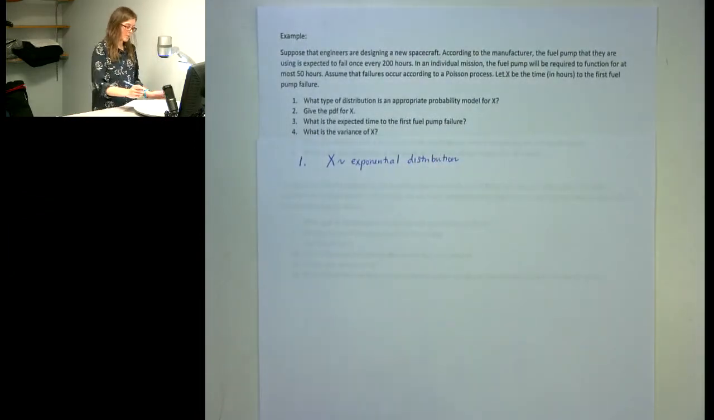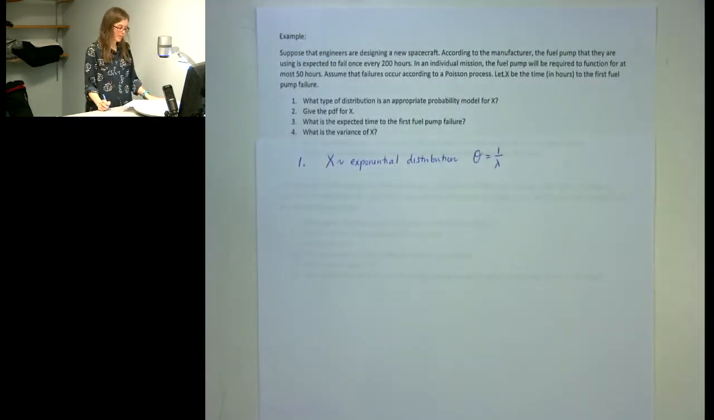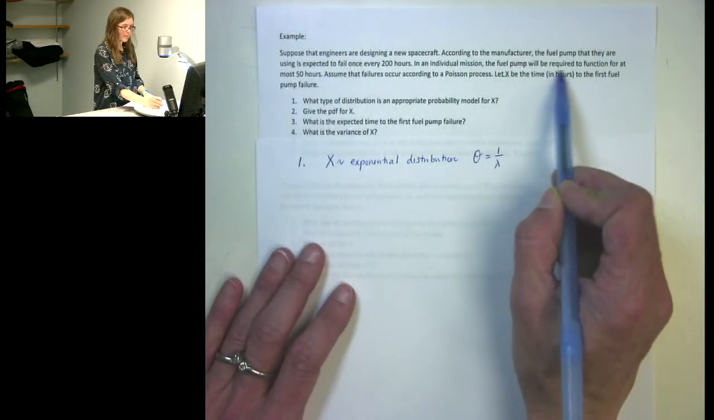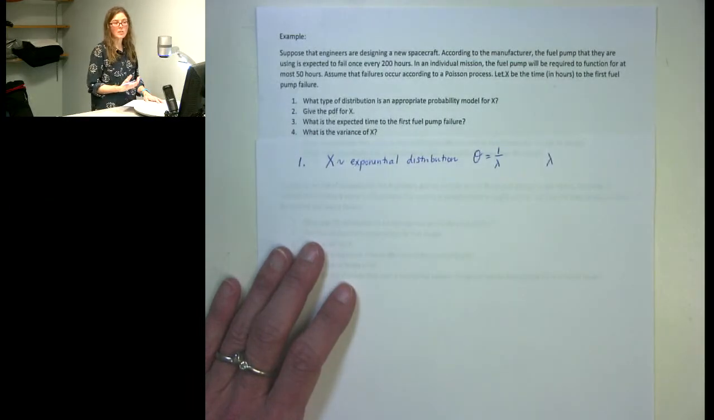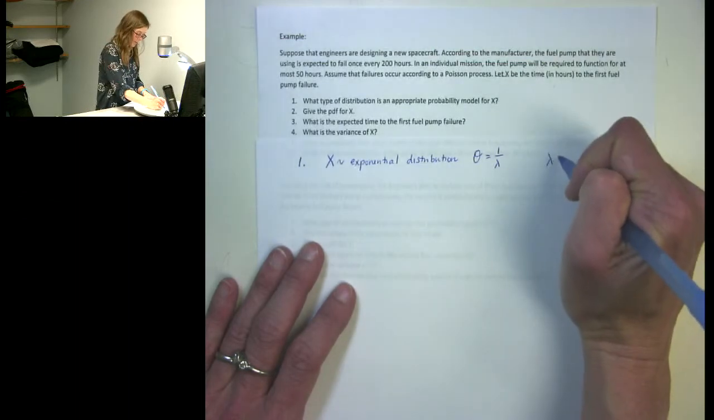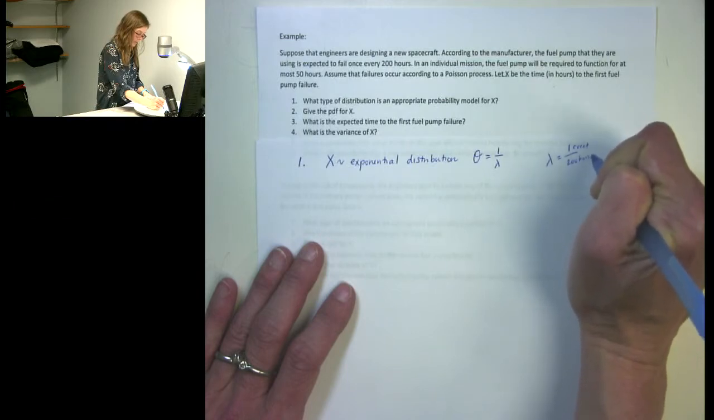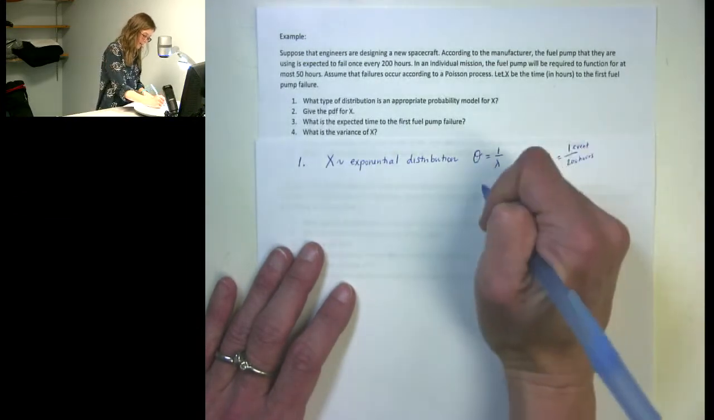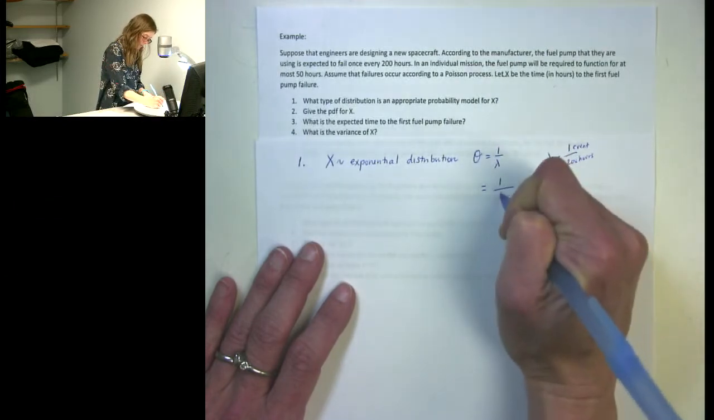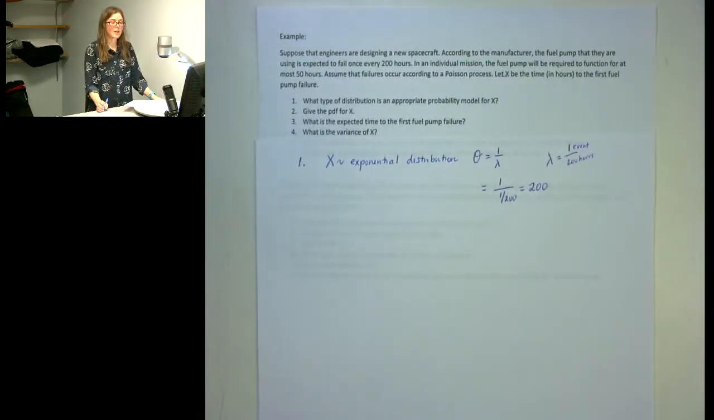Now, to parameterize the exponential distribution, we need to know theta. And theta is equal to 1 over lambda from the Poisson process. And if we're thinking in terms of hours, that means we want to think about what lambda for the Poisson process would be measured in the average number of events per hour. So if it was 1 every 200 hours, it would be 1/200th of an event on average per hour. And so here our theta is equal to 1 over 1/200, which is equal to 200. So we've got an exponential distribution with theta equal to 200.